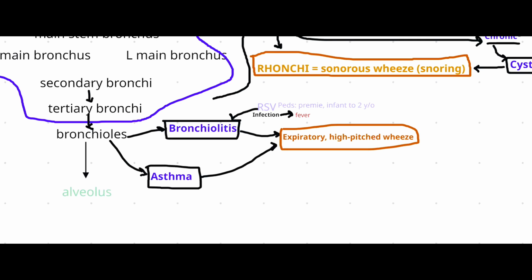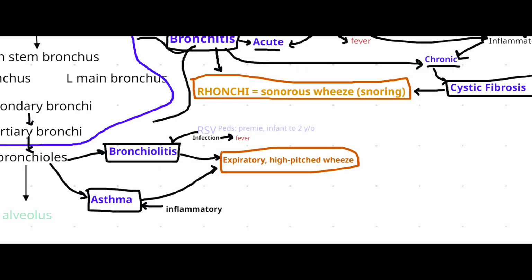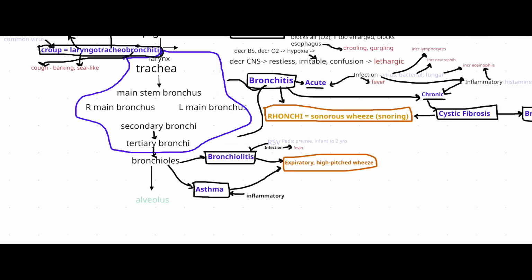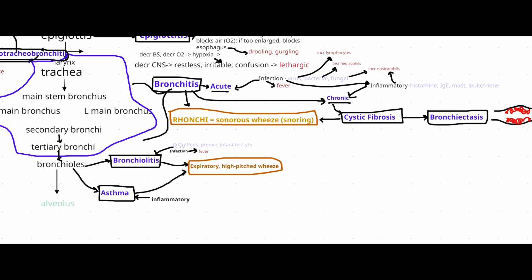Okay. But what's different about asthma? We said that this is not infectious, this is inflammatory. Do you recall us talking about something inflammatory earlier? What condition was that? Very good, chronic bronchitis. So let's go back to the inflammatory over here. So what caused the inflammatory condition here? Histamine. Yeah. And let me just re-clarify.